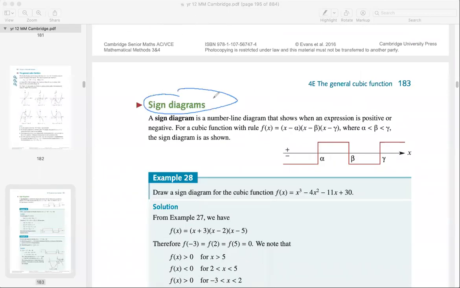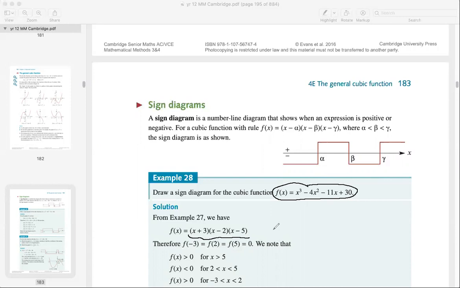Again, the sign diagram was covered a long time ago when you studied last year, in Year 11. The sign diagram helps us to sketch or draw cubic functions. But before doing that, we have to convert our rule into factorized form, basically factors times each other. So for example, if we want to draw the sign diagram of this cubic function, we have to change it in here into 3 factors times each other.